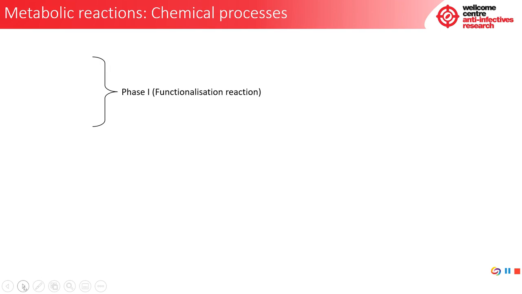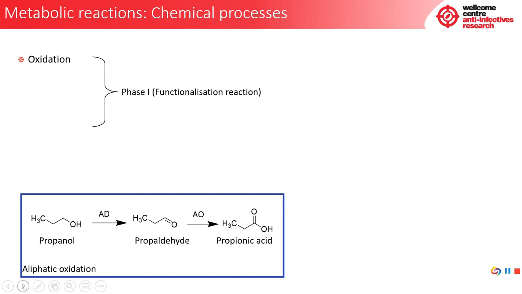A metabolic reaction is a chemical process where it could be by oxidation, in this case looking at the aliphatic oxidation of propanol by alcohol dehydrogenase to propionaldehyde, which undergoes one-step oxidation further to give us propionic acid. So we're taking alcohol and making it into an acid by two-step oxidation by indeed two different enzymes.